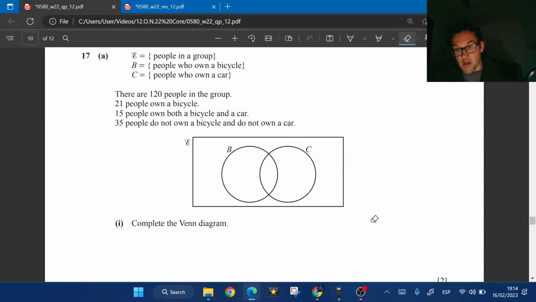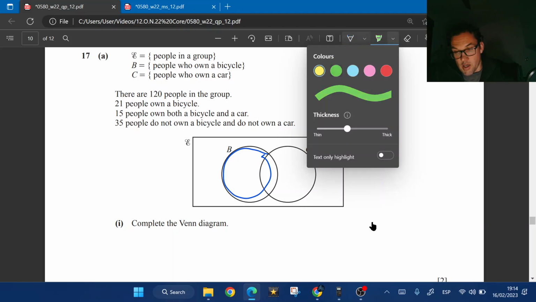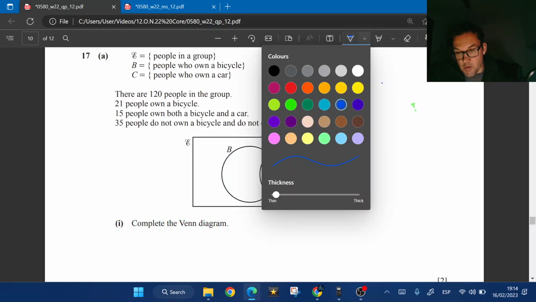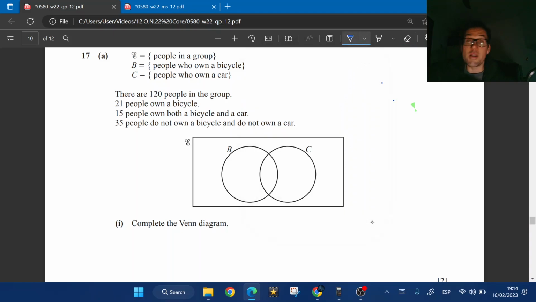Do you own a bicycle? All the people that own a bicycle are over here. Do you own a car? All the people that own a car are in that one. Okay. There are 120 people in the group. That means all the numbers in the box, when we add them up, should equal 120.